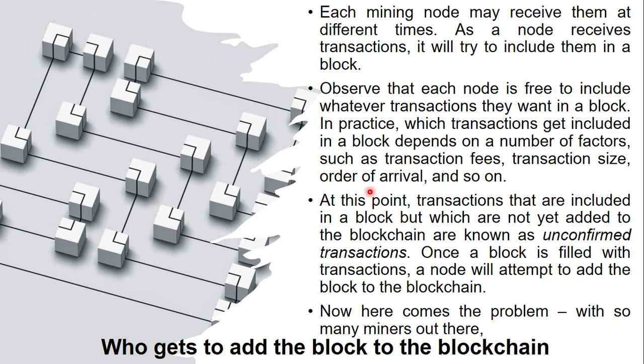At this point, transactions that are included in a block but not yet added to the blockchain are known as unconfirmed transactions. Once a block is filled with transactions, a node will attempt to add the block to the blockchain. Now here comes the problem. What is the problem? There are so many miners out there. Who gets to add the block to the blockchain?